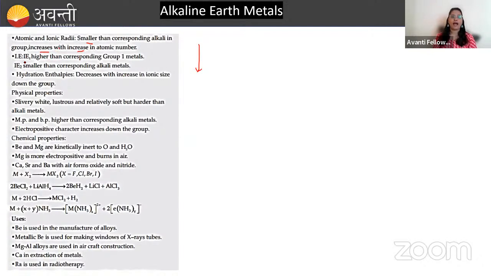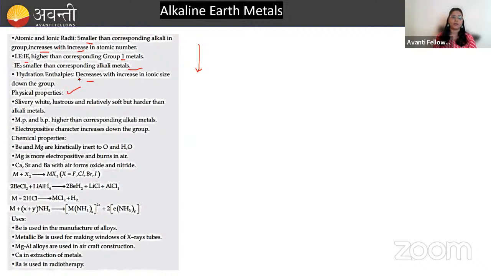When we talk about the first ionization energy for these metals, it is higher than the corresponding group 1 metals, and IE2 is smaller than the corresponding alkali metals. Hydration enthalpy decreases with increase in ionic size down the group.